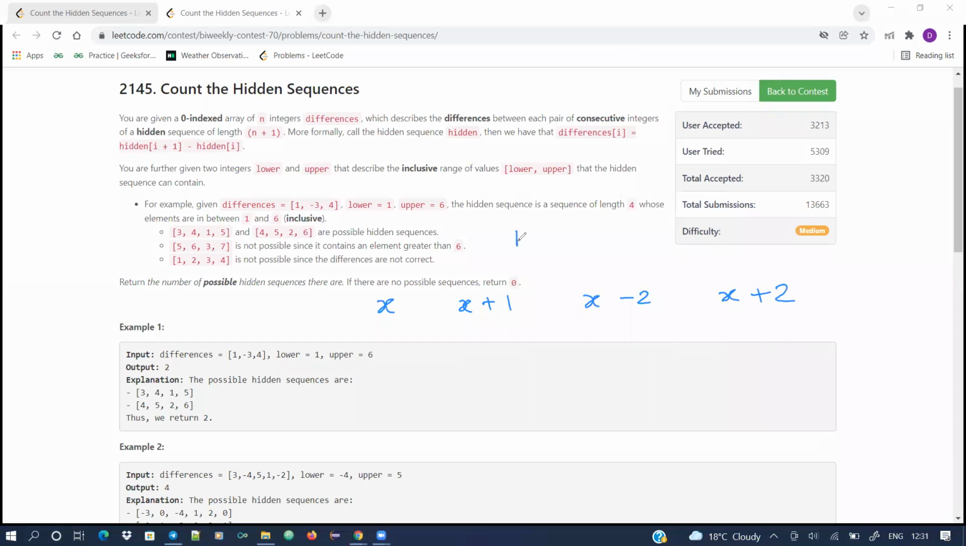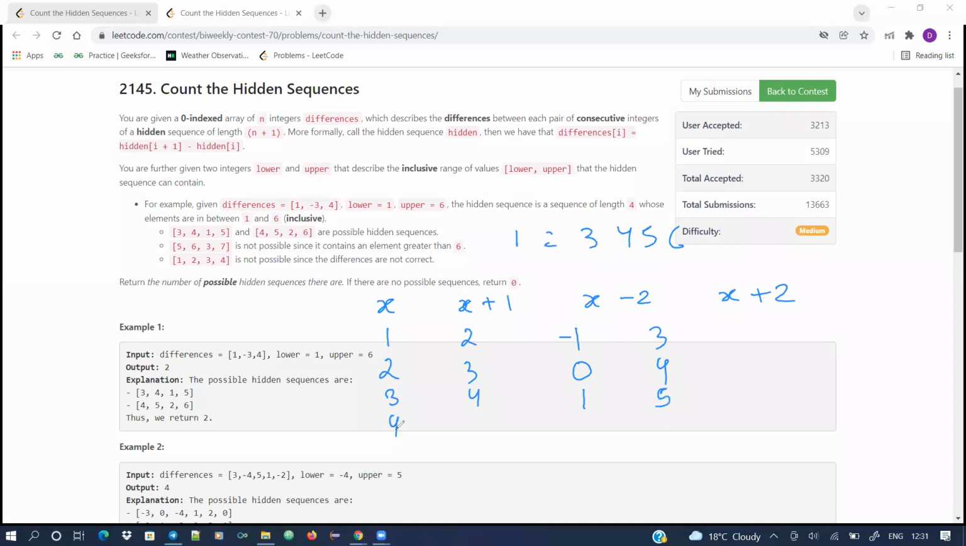And the range is given to us 1 to 6. So let the starting point be 1. So 1 plus 1 is 2, 1 minus 2 is minus 1, and 1 plus 2 is 3. Let the starting point be 2. 2 plus 1 is 3. 2 minus 2 is 0. 2 plus 2 is 4. Let the starting point be 3. 3 plus 1 is 4. 3 minus 2 is 1. 3 plus 2 is 5.